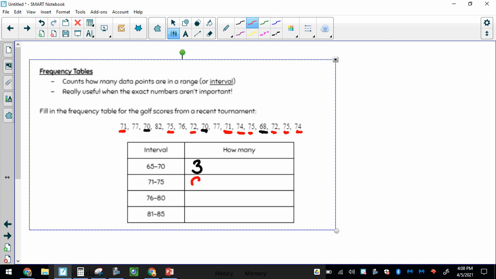Looks like there's 9. All the numbers between 76 and 80, looks like there's 3. And then between 81 to 85, just the 1. All right, so this is just counting up how many scores happen in each section.